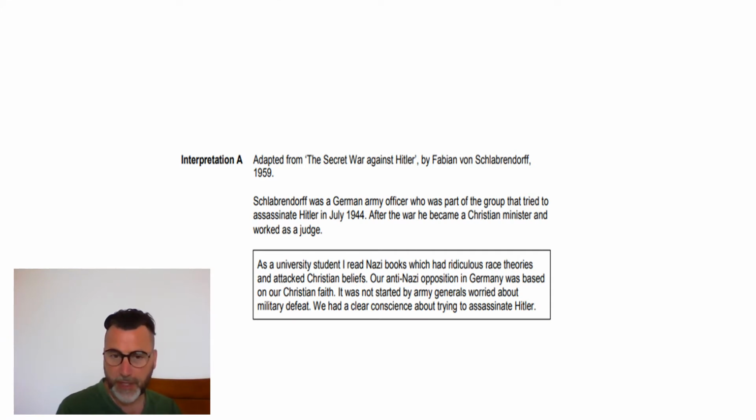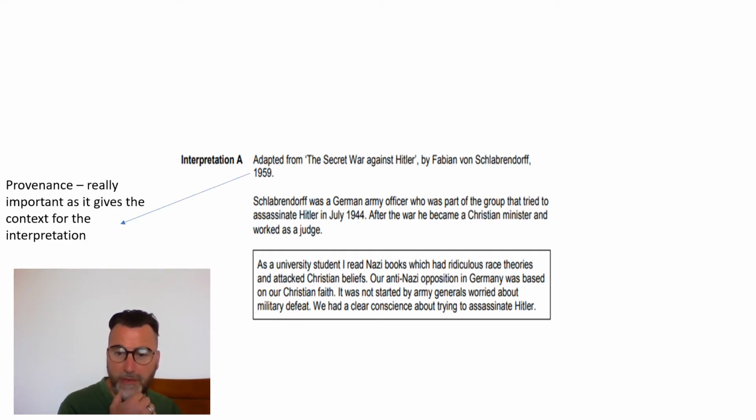First part of the paper is interpretation based. Here's the first interpretation. This is adapted from The Secret War Against Hitler by Fabian von Schaubendorf. Easy for me to say. So that first and foremost, that bit of information there is the provenance. The provenance is really, really important to you. Remember, it gives you the context for the interpretation.